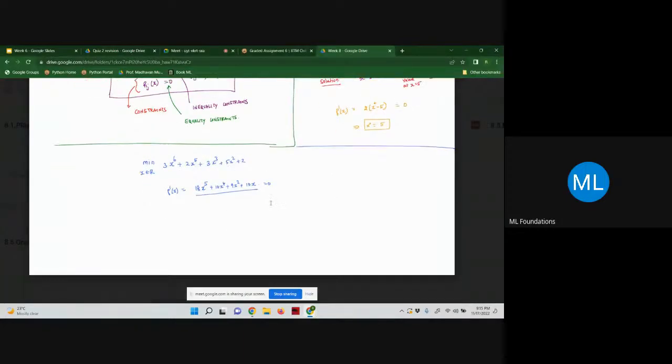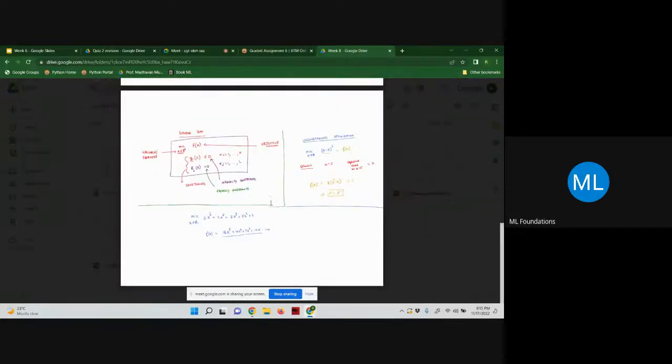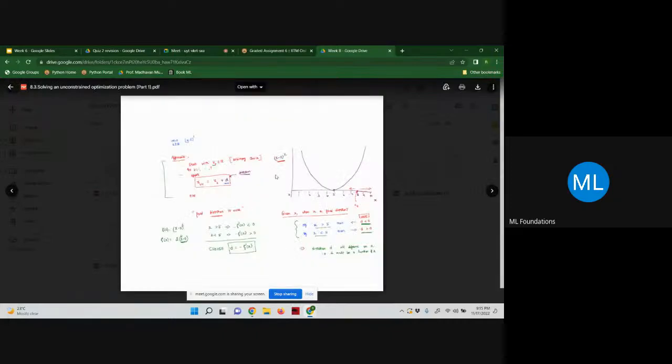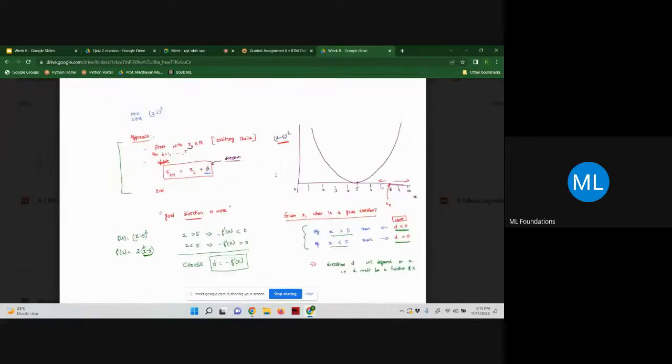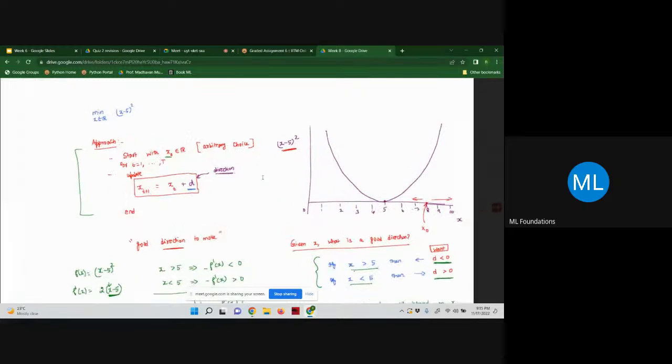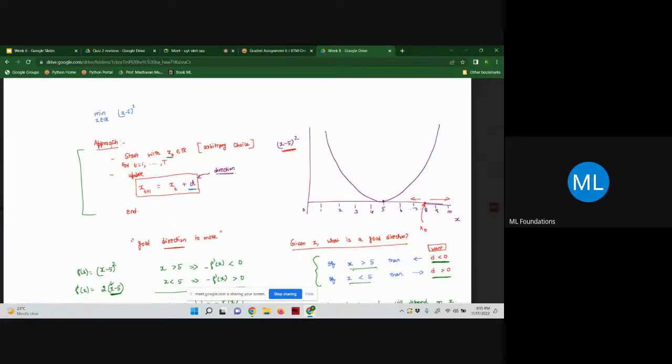Okay, so that's what we have: an objective function which we want to minimize or maximize. It's not always easy to find this derivative and then go for it, right? So what you can do is use an iterative process. In the iterative process, you just assume a point initially. You start at some arbitrary x value.